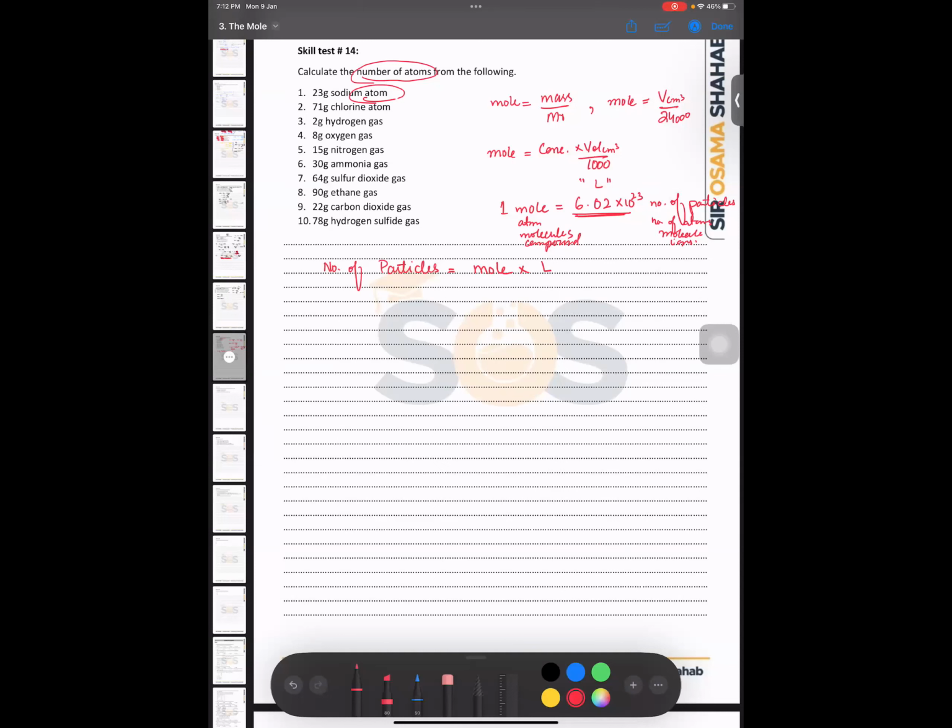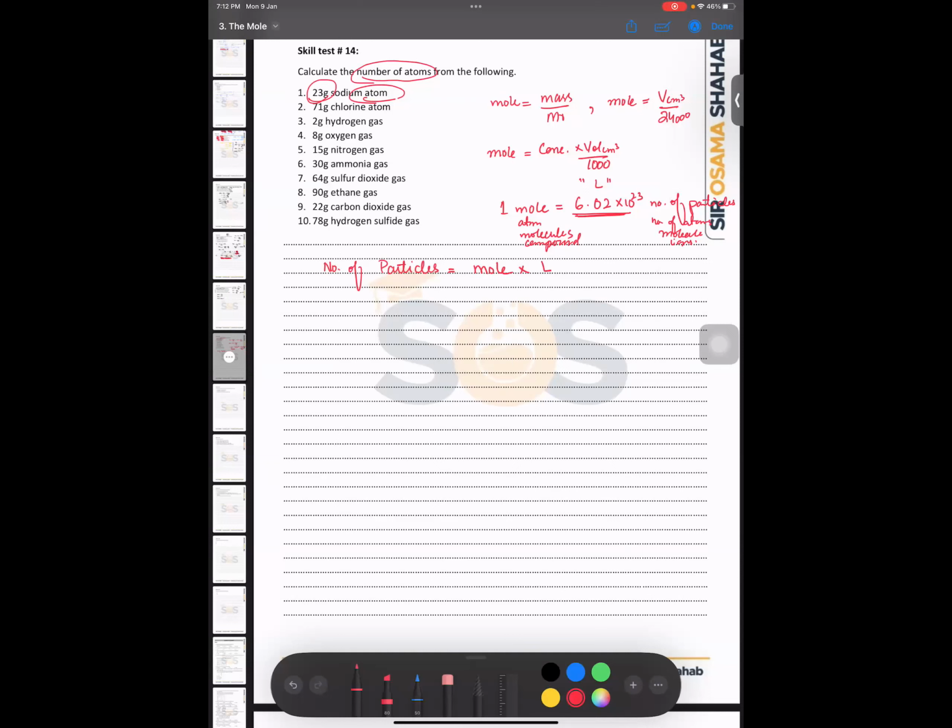And we all know that if we have mass, how can we find out moles from mass? Yes, any one of you. If we have mass, how can we find out the number of moles of this 23 grams of sodium? Mass is equal to moles into mol. No, we already have mass. You can see this in the question. We already have it. We want moles. Mole is equal to mass over Mr. Yes.